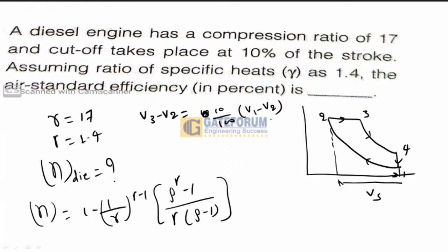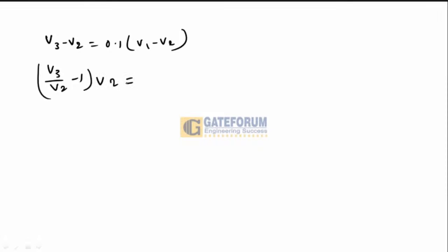I am taking another slide, just wait. So can you write it like this? The cutoff is 0.1 of the stroke volume. So v3 minus v2 equals 0.1 of v1 minus v2. Now you can write v3 upon v2 minus 1, into v2, equals 0.1 times v1 upon v2 minus 1, into v2. Yes, so this v2 will cancel out.